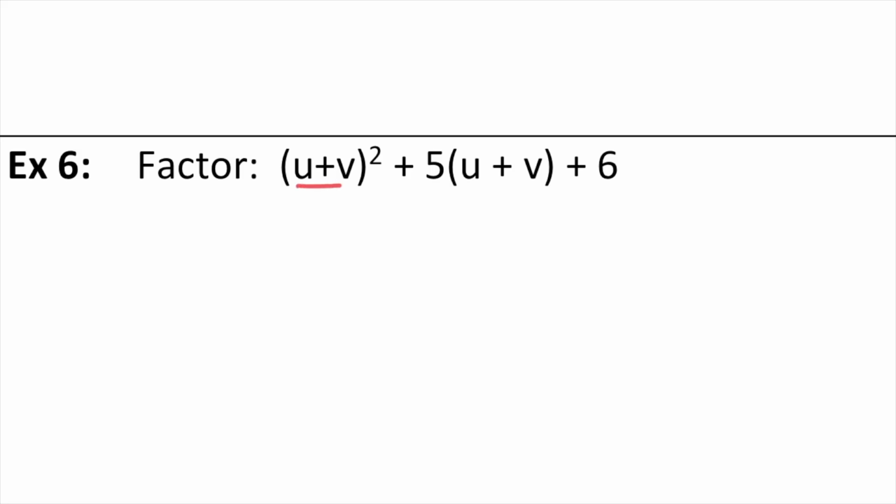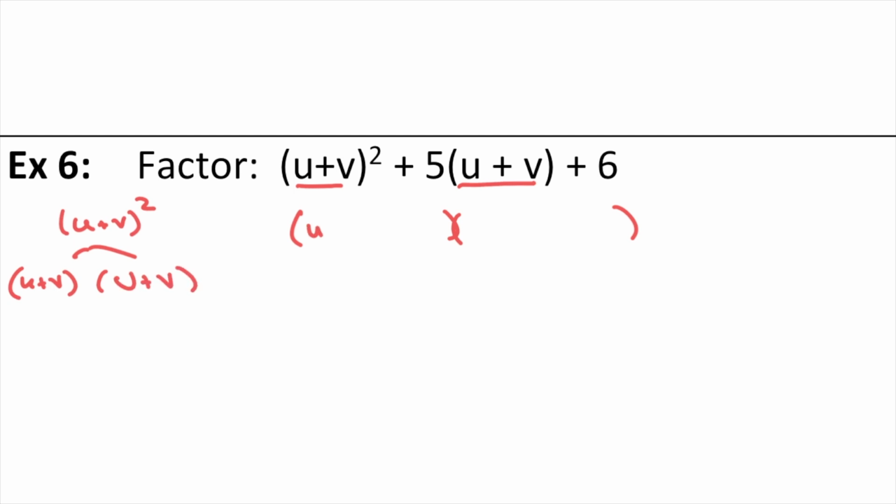Here's another fancy problem for you. Take a look. We have u plus v quantity squared, and then a u plus v. So it is a trinomial. It's just a bit bigger. So if you have u plus v quantity squared, think about how to make that: u plus v times u plus v. That's just the definition of your squares. Let's write in u plus v in parentheses and u plus v in parentheses. Now think about the number 6. 6, 1 times 6 and 2 times 3. Which ones will add to give you a 5? All right, you guessed it, plus 2 and plus 3.